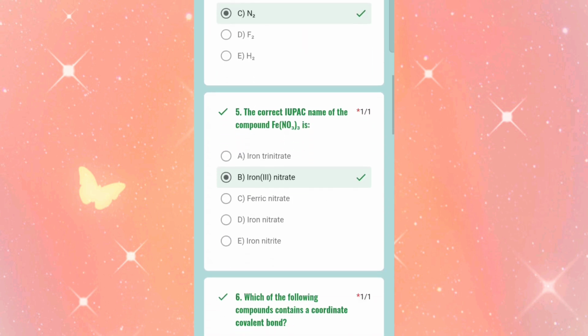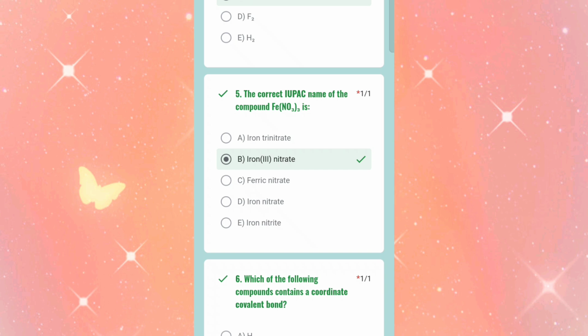The correct IUPAC name: we will write Fe(NO3)3. Okay, this is iron nitrate. We will write the positive ion first, iron, and then we will write the oxidation state of iron. In this compound, the oxidation state of iron is 3, so it will be written iron(III), and the negative ion is nitrate, so we will write iron(III) nitrate. Okay, B is the correct answer.